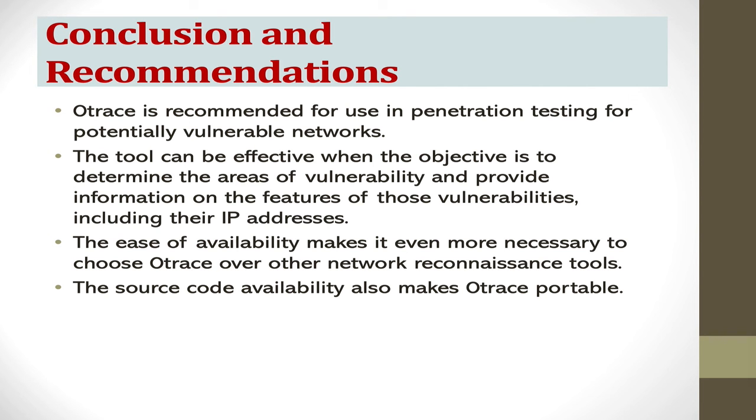Conclusion and recommendations. Otrace is recommended for use in penetration testing for potentially vulnerable networks. The tool can be effective when the objective is to determine the areas of vulnerability and provide information on the features of those vulnerabilities, including their IP addresses. The ease of availability makes it even more necessary to choose Otrace over other network reconnaissance tools. The source code availability also makes Otrace portable.